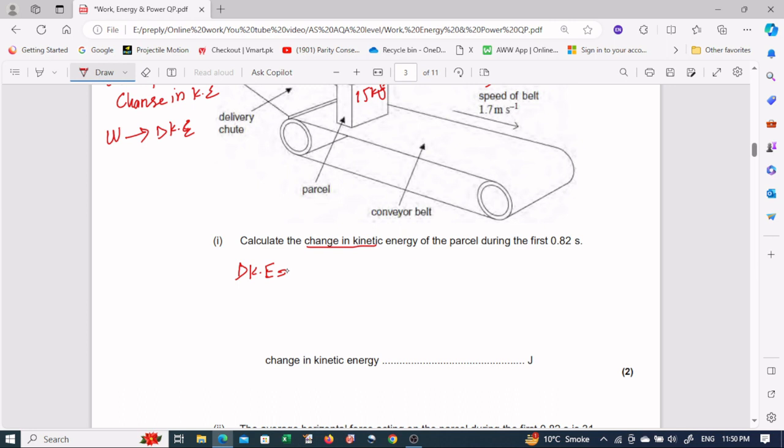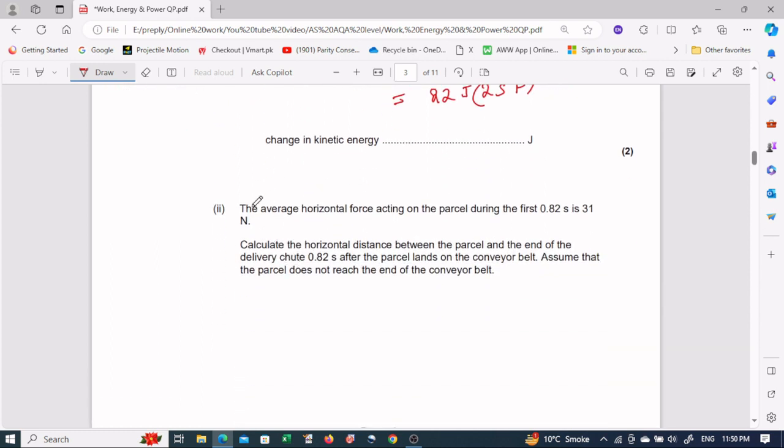First of all, we find the change in kinetic energy, that is 1/2 m v squared. Half, m is the mass, that is 15 kilogram, and speed v is the given 1.7 meter per second, squared. So the change in kinetic energy is equal to 22, rounding to two significant figures, that is 22 joule, which is the work done. Okay, now we move forward and discuss the second part.